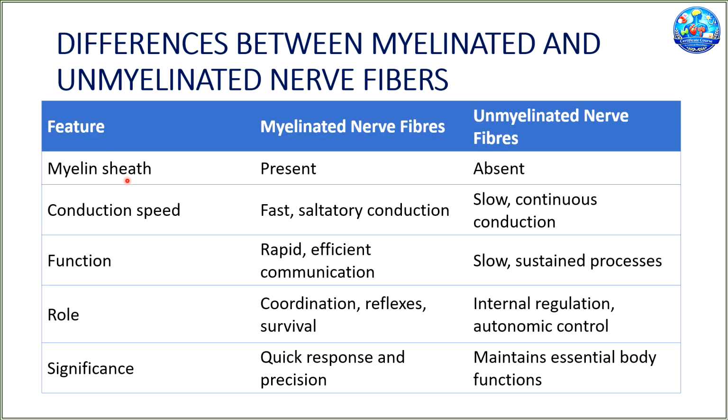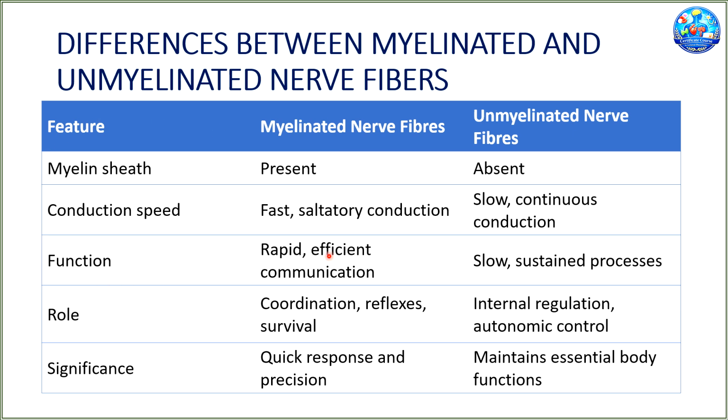Let us summarize the differences between the myelinated and the unmyelinated nerve fibers. Features: presence of myelin sheath. Myelinated nerve fibers have the myelin sheath, while it is absent in the unmyelinated. The conduction of nerve impulse is very fast and is saltatory conduction, while in unmyelinated it is slow and is called continuous conduction.